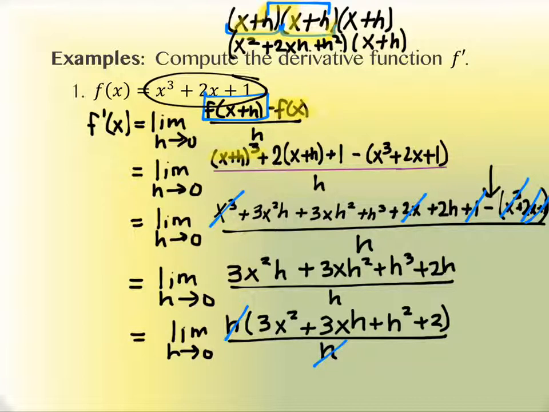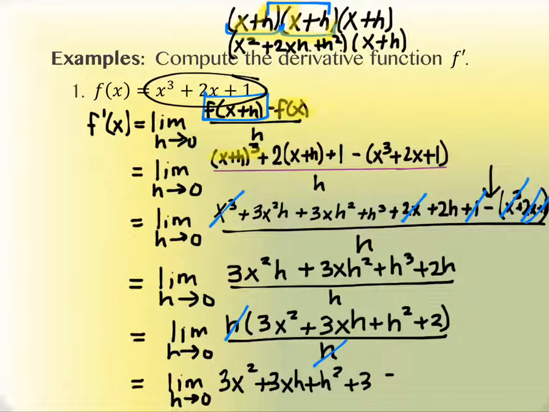So what am I left with? Well, nothing in the denominator. That's the important part, right? I don't have a 0 problem anymore. I have 3x squared plus 3xh plus h squared plus 3. And what am I able to do now that I could do in no step before?